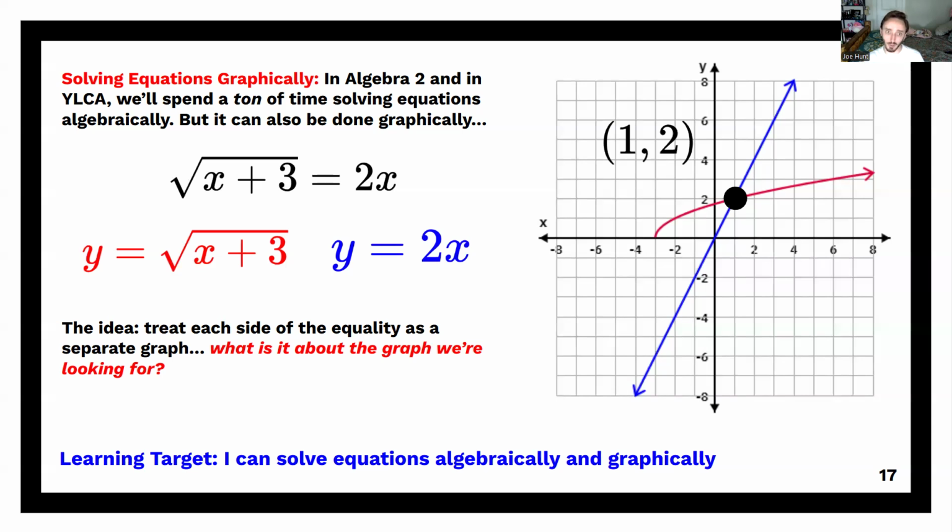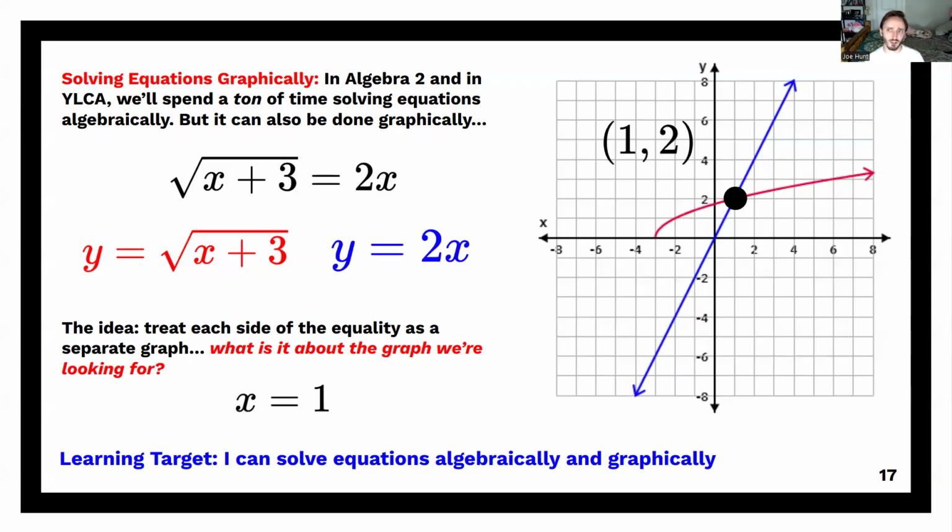So these graphs are both equal to each other at (1, 2), but it's that value of x equals 1 that makes it happen. And if you plug it into the equation, the square root of 4 is 2 or negative 2, depending on how you look at it. 2 is equal to 2 times 1, so x equals 1 does yield a valid solution in this case.